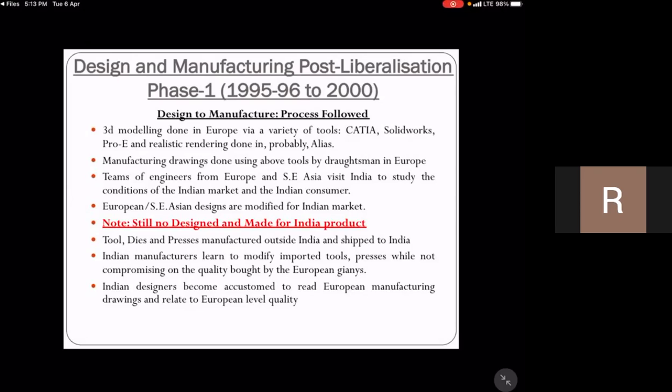So the Indian manufacturers would learn to modify these imported tools. We would learn from these tools how to make these tools and presses, and the quality which these European giants expect. We Indian designers would train ourselves to be accustomed to reading these European drawings and relate to that level of quality.